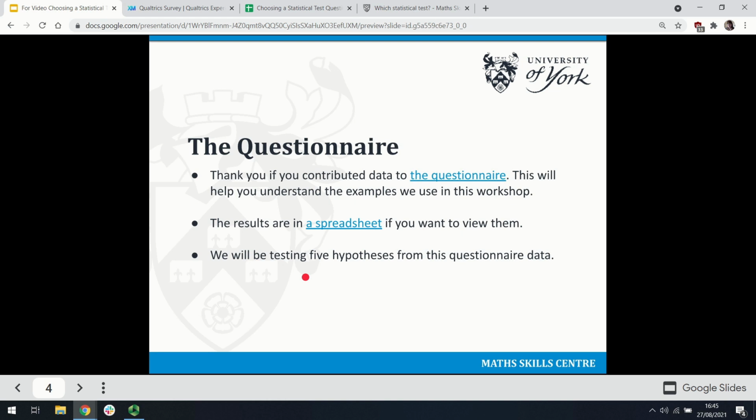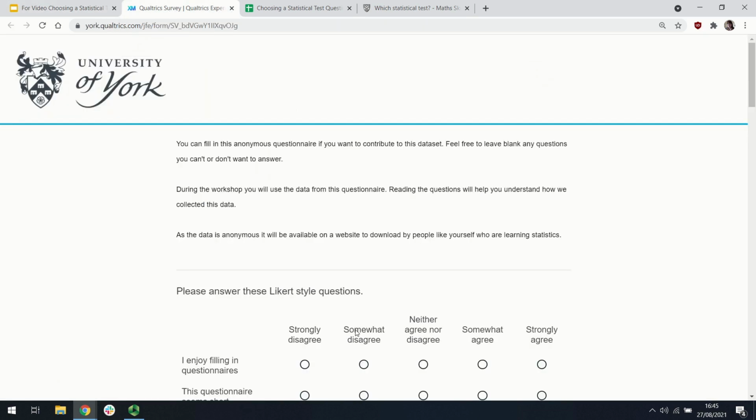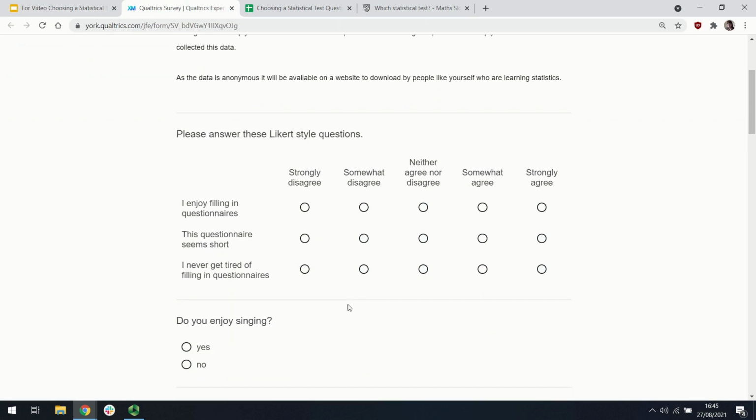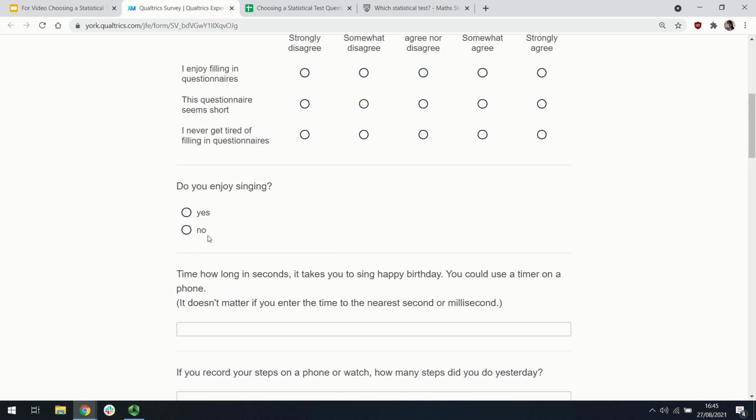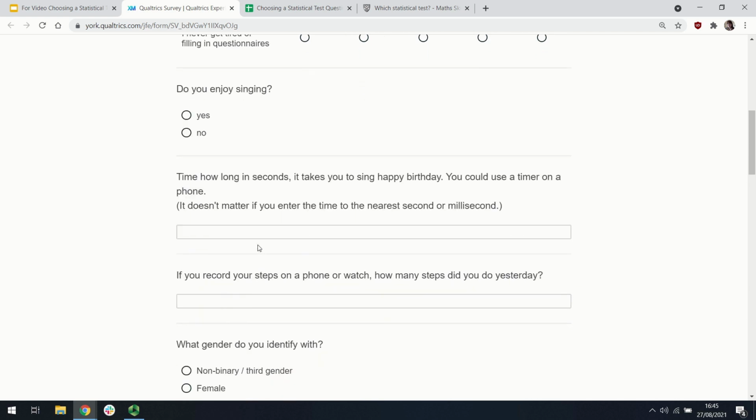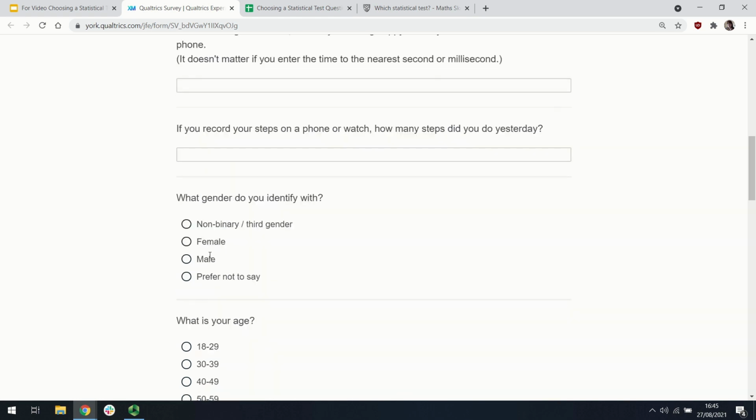If you've contributed to our questionnaire that goes along with this workshop, it makes it easier to understand the examples we've got. So this is the questionnaire. We've got Likert scale questions at the start. We've got a nominal type question here, a yes/no question. You can put in a number in here and in here.